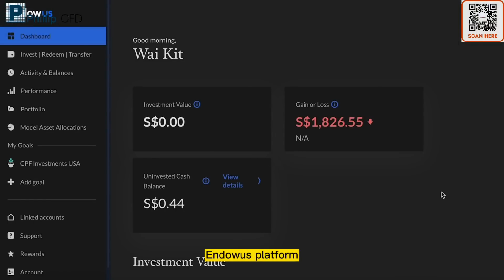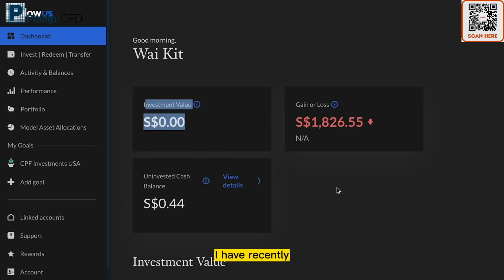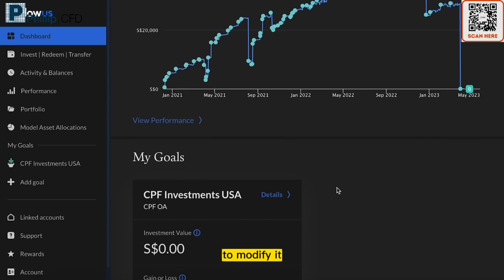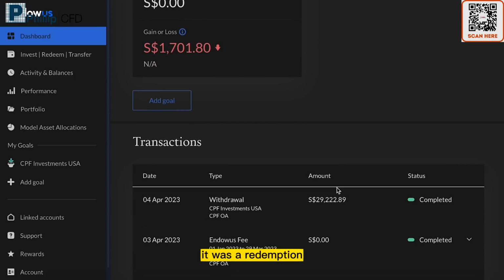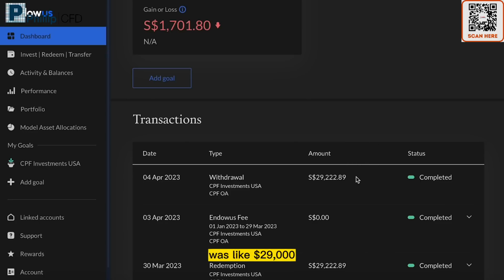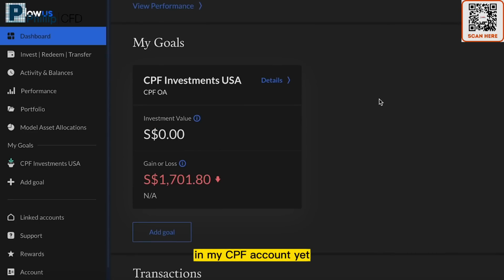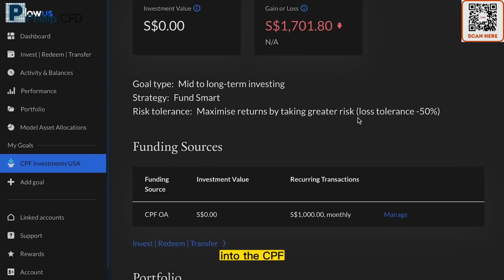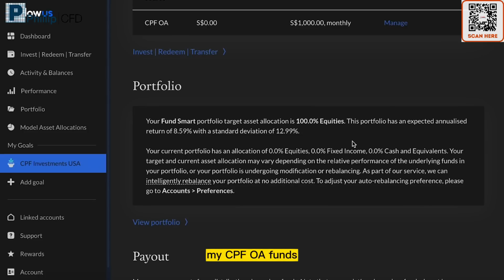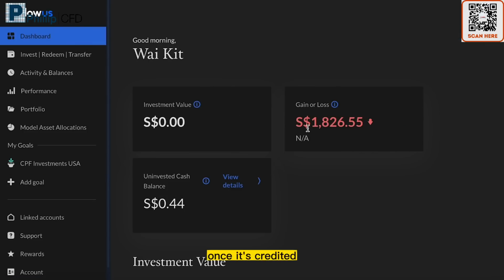Alright, so here is my Endowus platform, and you can see that right now my investment value is 0 because I have recently redeemed my full investments from Endowus. I thought I wanted to modify it, but instead it was a redemption. So now my Endowus portfolio is empty already, and the last seen amount was like $29,000. And it's still not deposited in my CPF account yet. I have to invest this amount back into the CPF Amundi Prime USA fund. So right now, my CPF OA funds are still idle. I want to put it back as soon as I can once it's credited.